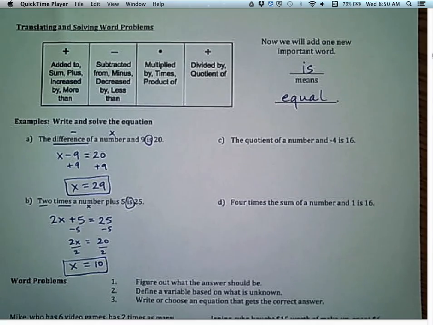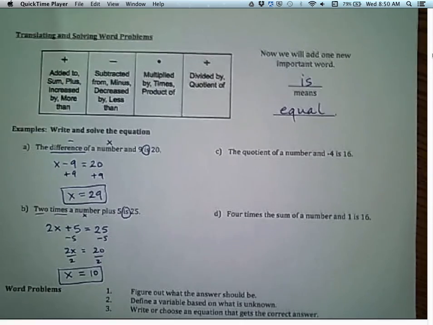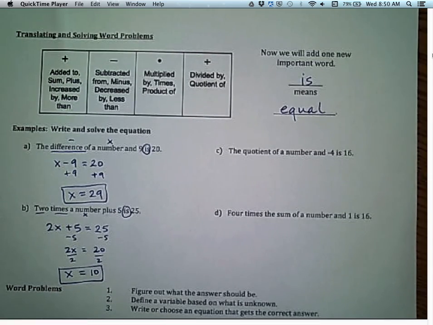All right, please make sure if I'm going too fast for you on any of these, that you go back and re-watch the problem and make sure you're really getting these.